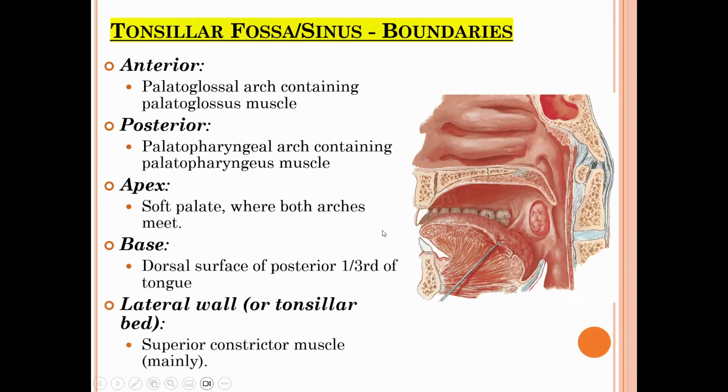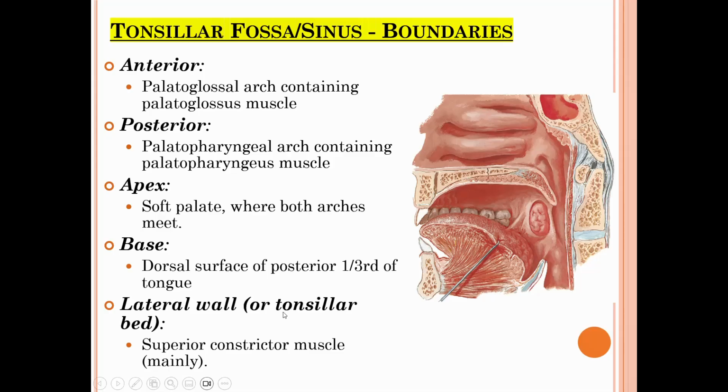Okay. So what are the boundaries of the tonsillar sinus or tonsillar fossa? Tonsillar fossa is the space where the palatine tonsil is lodged. So anteriorly palatoglossal arch, in which the palatoglossal muscle is there. Posteriorly palatopharyngeal arch, where the palatopharyngeal muscle is there. Apex is here, where both arches meet, that is at the soft palate, and base is the dorsal surface of the posterior 1/3 of the tongue.